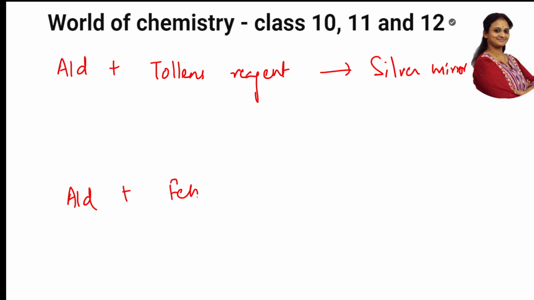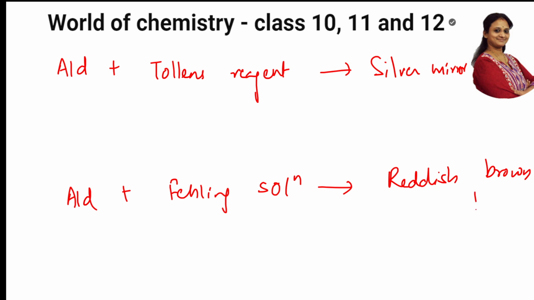Now, second thing, suppose I'm taking an aldehyde with Fehling solution, A and B. What color do you get? You'll be getting a reddish brown precipitate. Correct? Reddish brown precipitate. Okay, right.